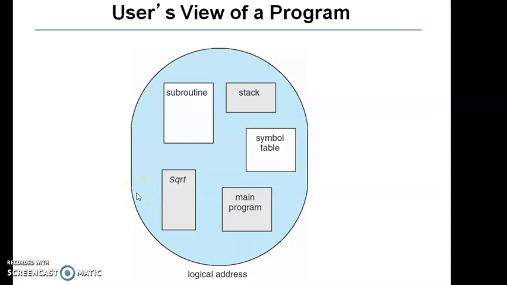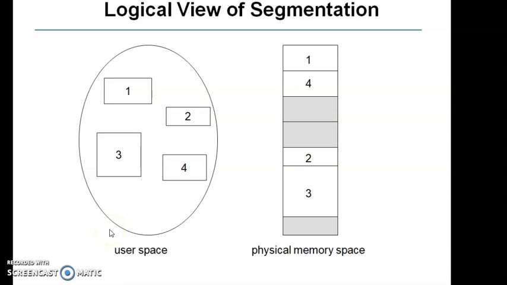The logical address of the segmentation is shown in the figure here. It is also called the user's view of a program. We have the main program, square root function, subroutine function, stack, and also symbol table. The symbol table means the symbols used in the program such as integers, ABC, floating point numbers, and also characters, etc. This is how the logical view of the segmentation looks.